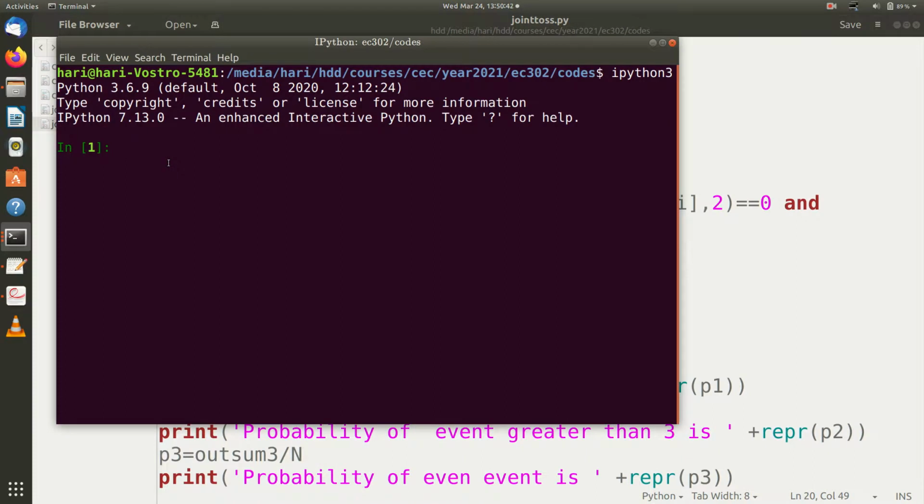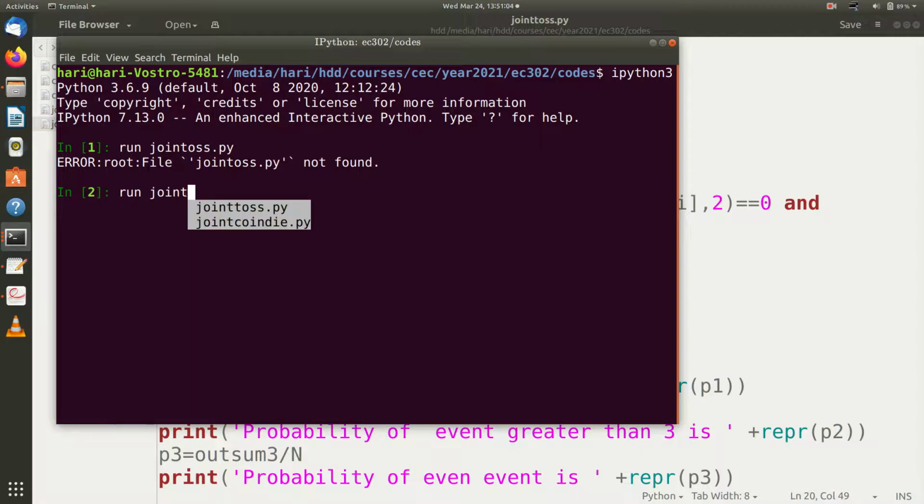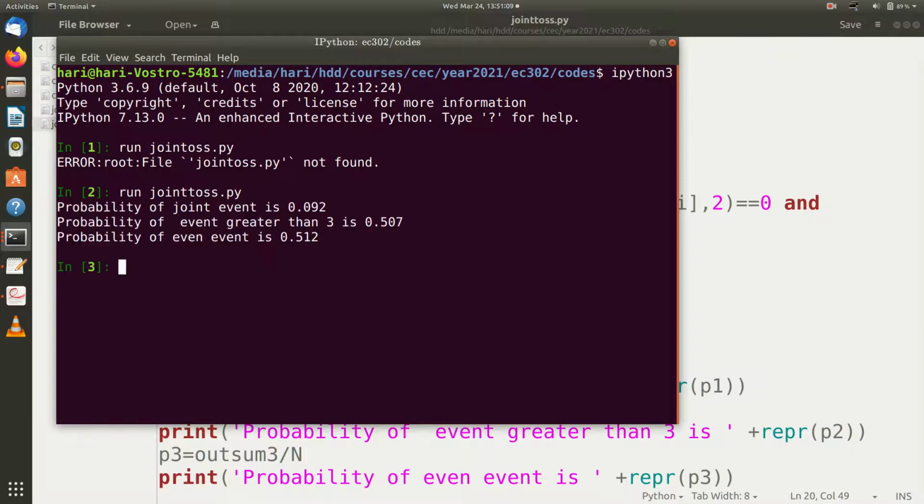So here I will write run joint toss.py. Now you can see that the probability of the joint event is 0.092, this is 0.5, and this is 0.512.